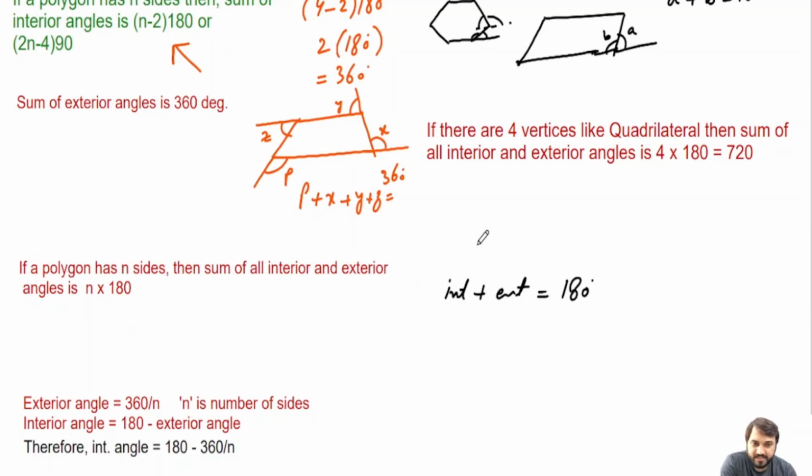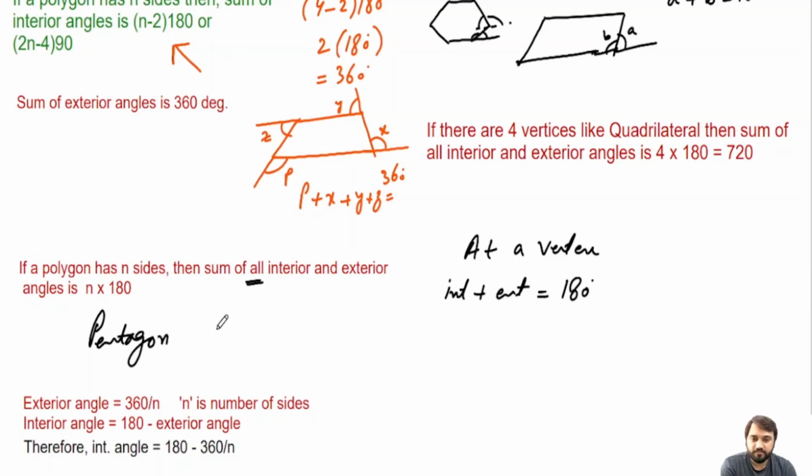Now this is at a vertex. Now we are talking about all the vertices. If a polygon has n sides, then the sum of all interior and exterior angles is equal to n into 180 degrees. Let's take an example of a pentagon.